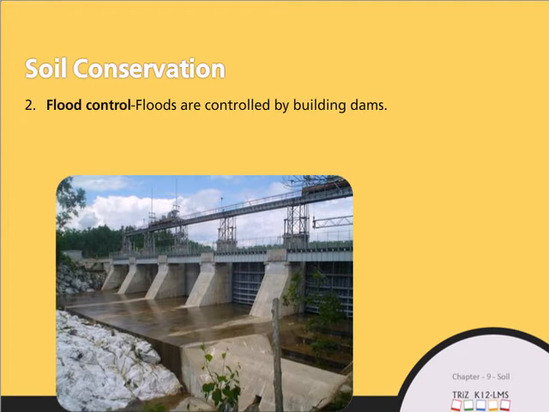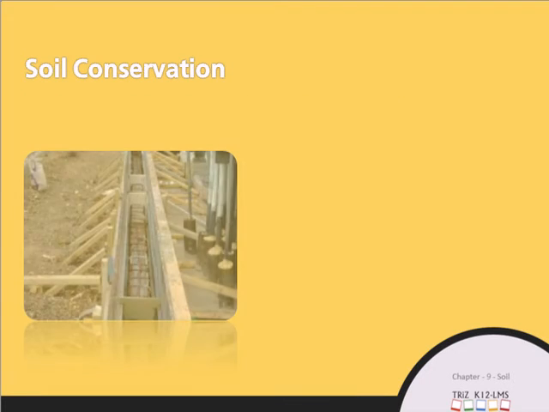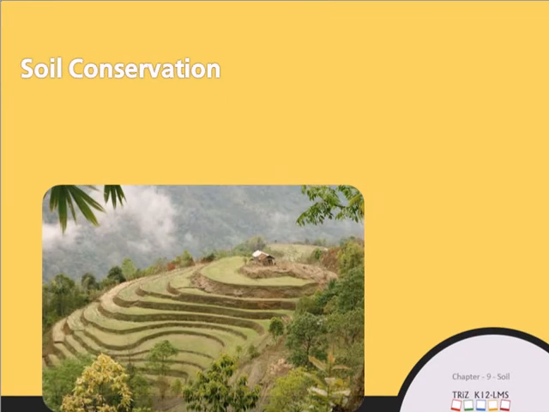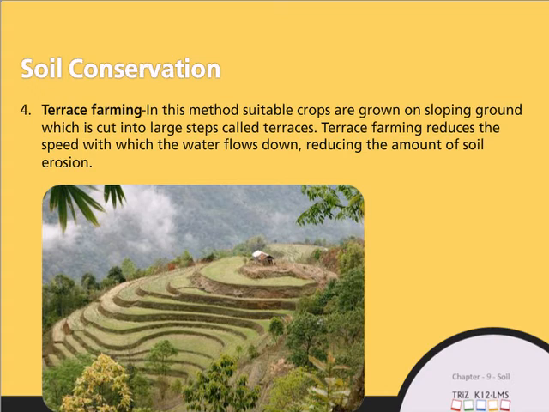Flood control. Floods are controlled by building dams, constructing bunds. Embankments or mud walls should be constructed around hill slopes or fields to stop the flow of water. Terrace farming. In this method, suitable crops are grown on sloping ground, which is cut into large strips called terraces. Terrace farming reduces the speed with which the water flows down, reducing the amount of soil erosion.